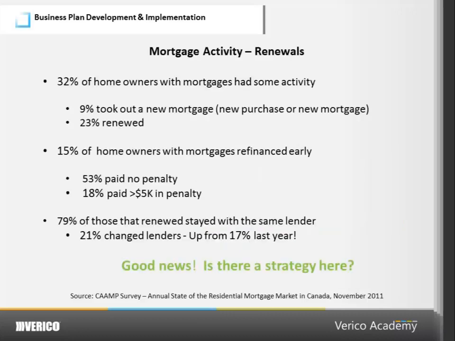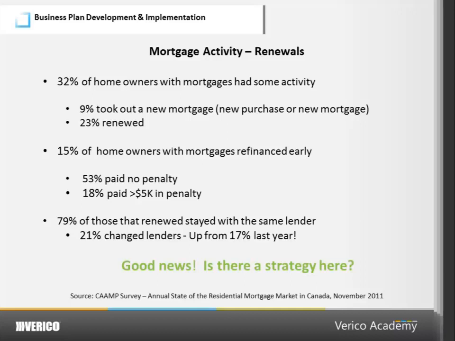Here's some information about renewals. 32% of homeowners with mortgages had some activity in the past year. Of that 32%, 9% took out a new mortgage and 23% renewed. 15% of homeowners with mortgages refinanced early, and 53% of that 15% paid no penalty. However, 18% of that 15% paid greater than $5,000 in penalty. That's an amazing stat as far as we're concerned, in that many people were prepared to pay a penalty in order to refinance their mortgage.